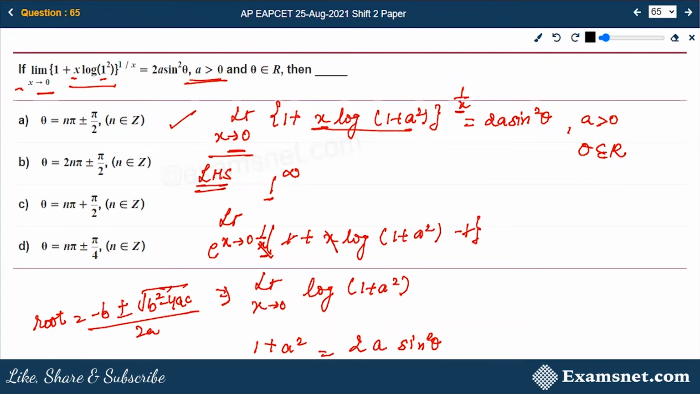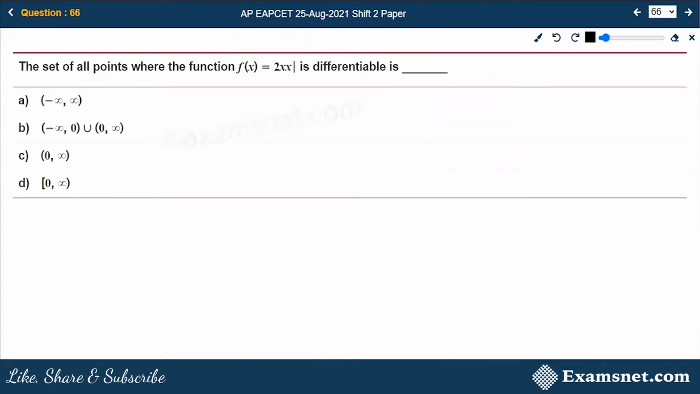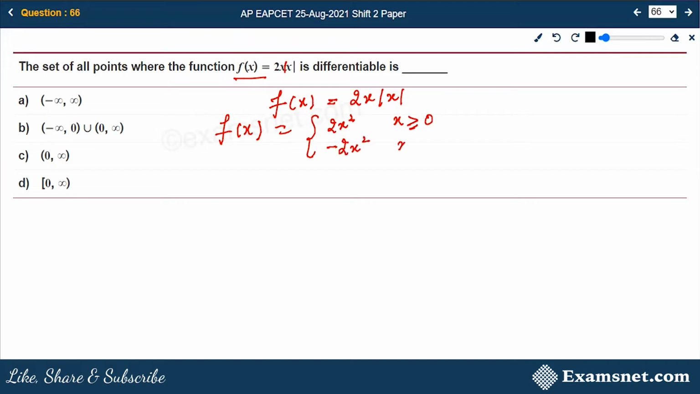Question number 66. The set of all points where the function f(x) is differentiable. I'll write down the function: f(x) = 2x|x|. See, what do you mean by this mod of x? Actually, this function is plus 2x square when x is greater than or equal to 0, and minus 2x square when x is less than or equal to 0. I hope you know what the mod function is.